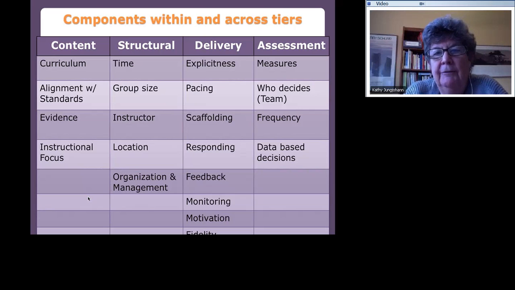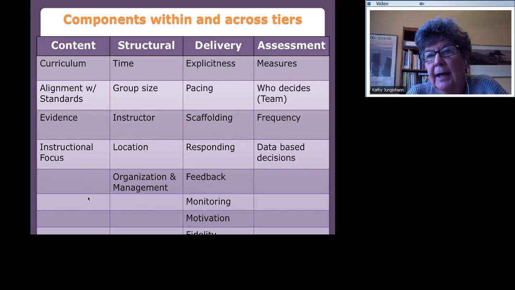In the component of delivery, we can think about across the tiers how explicit the instruction is, what kind of instructional pacing is occurring, what type of scaffolding is offered to students, what student responding looks like, what kinds of feedback opportunities are provided for students, how much teacher monitoring, what kinds of motivational strategies, and aspects around the fidelity of the delivery of instruction.